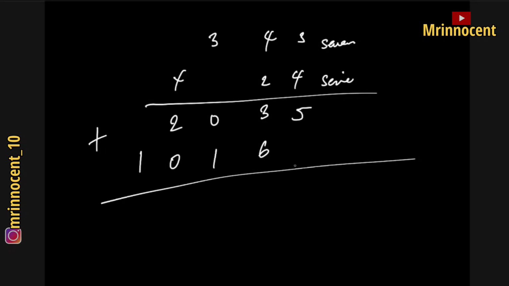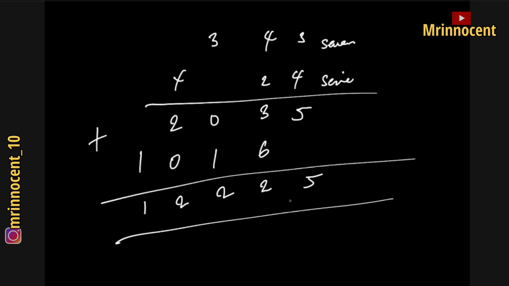We then add. 5 plus 0 is 5. 3 plus 6 is 9. And 9 in base 7 is 1 remainder 2. 1 plus 0 is 1 plus 1 is 2. 2 plus 0 is 2. And 0 plus 1 is 1. So we have 1, 2, 2, 2, 5 in base 7.